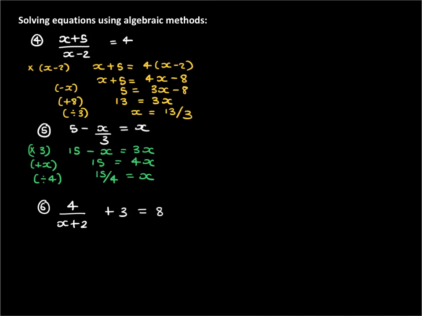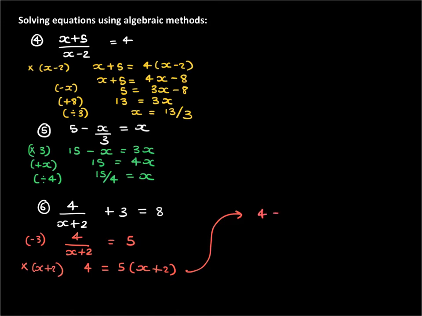Now, the last one, question number 6. Lots of different ways of approaching this. I'm going to subtract 3 on both sides first of all. So 4 over x plus 2 equals 8 subtract 3, which is 5. Multiply by this divisor here of x plus 2, which gives me 4 equals 5 bracket x plus 2. And again, it's just not quite enough space at the bottom of the page here, so we'll move over here. 4 equals 5x plus 10, expanding the bracket. Subtract 10, so we get negative 6 equals 5x, and divide by 5, so that gives us x equals negative 6 over 5. And there's our final answer.